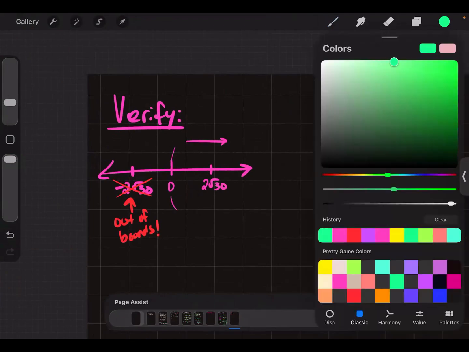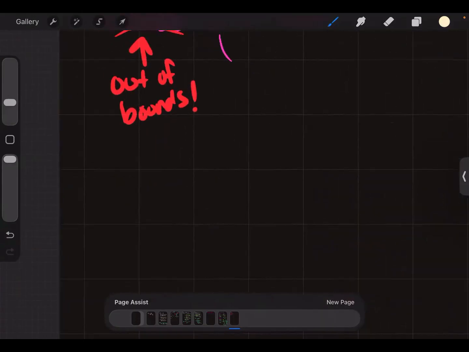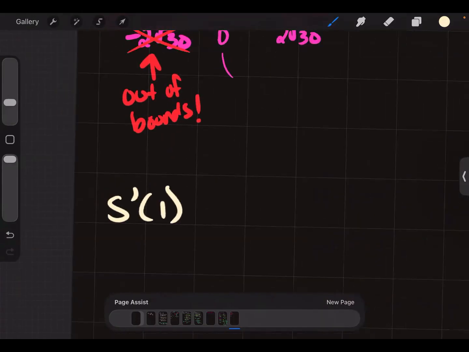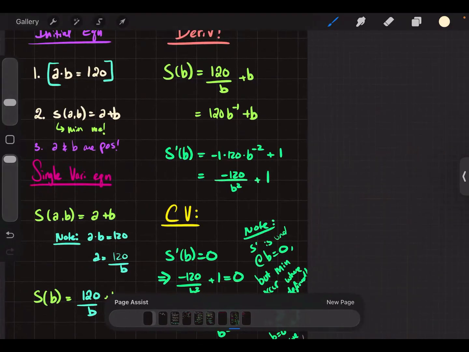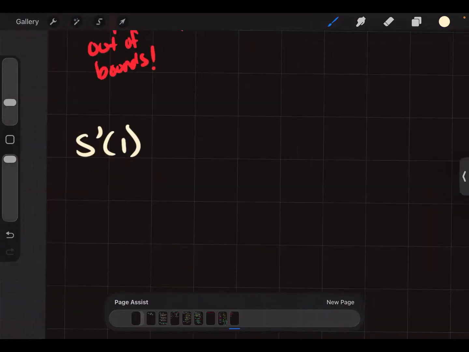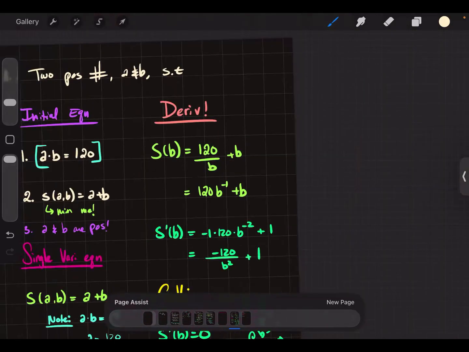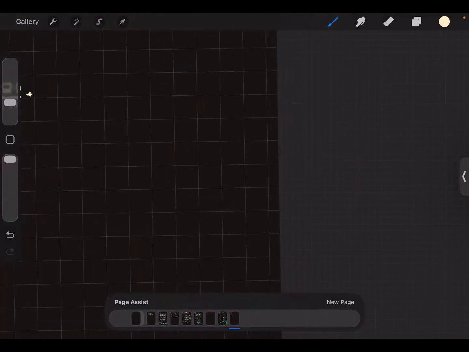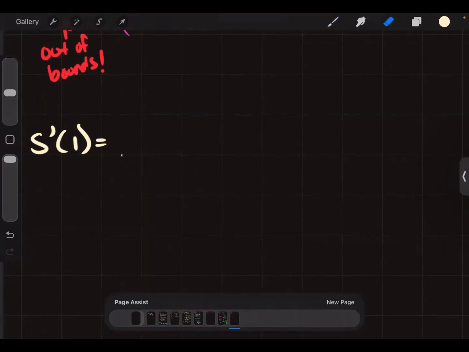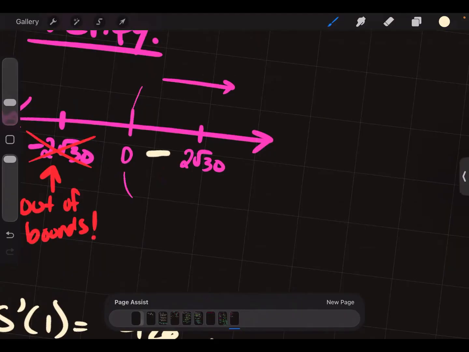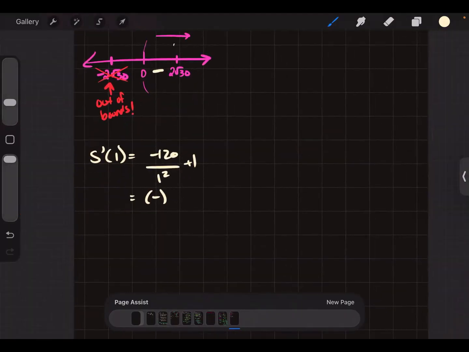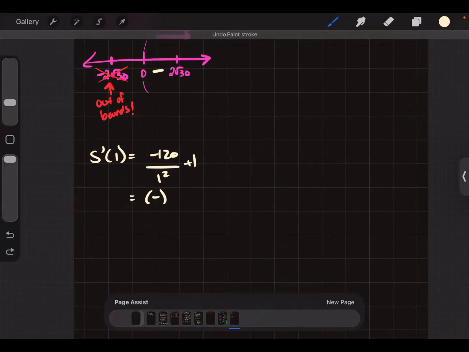I'm going to choose 1. So S prime of 1 is going to equal... oop, just kidding. S prime of 1 is negative 120 over 1 squared plus 1. That's going to be a negative. Okay? We know this is going to give you 0. If you had a hard time with this, please review how finding mins and maxes work.